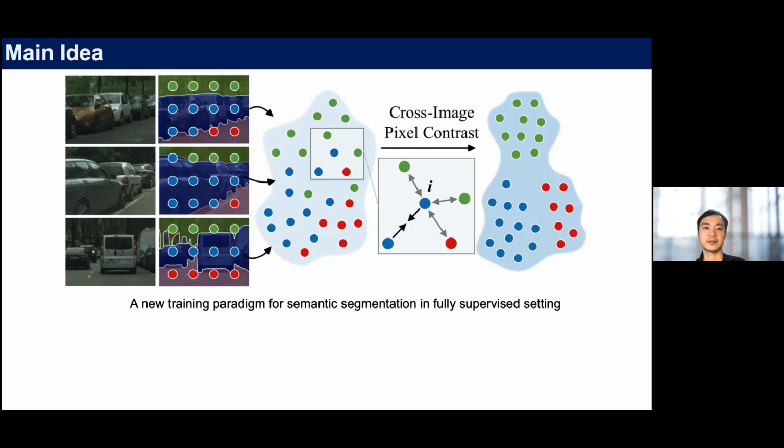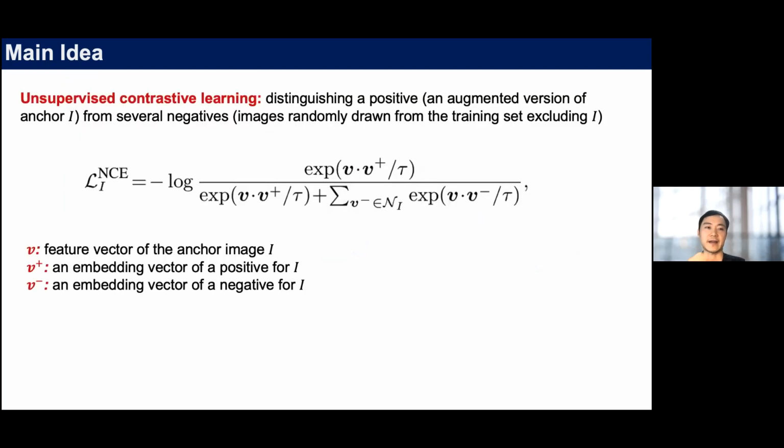So let's first revisit the currently popular unsupervised contrastive learning. As given in the equation, for each anchor point v, which can be regarded as a feature vector of an anchor image I, the InfoNCE loss is often used to distinguish a positive point v plus from a set of negative points v minus. The positive sample is often obtained from an augmented version of the anchor image. This criterion has been demonstrated successfully to learn invariant image representation. Compared with the other metric learning techniques, the InfoNCE loss can benefit a lot from a large number of negative samples to improve the performance.